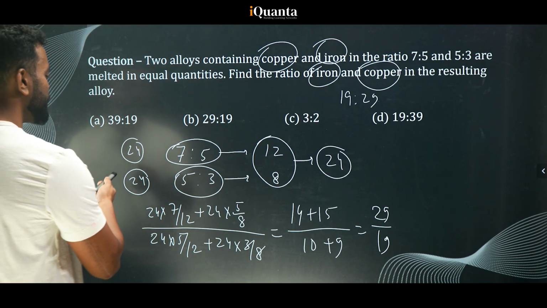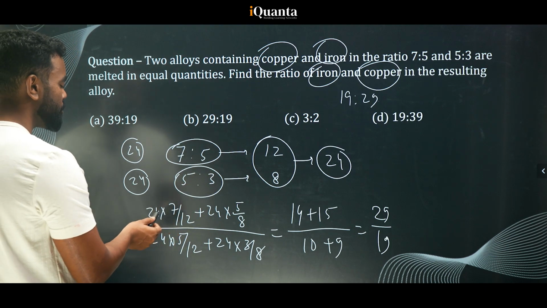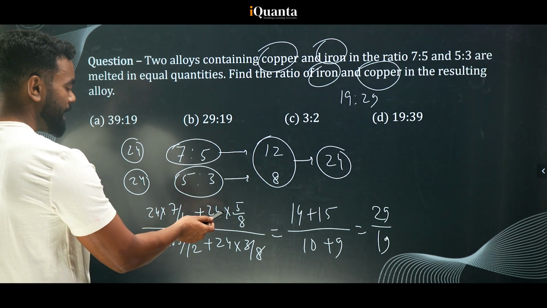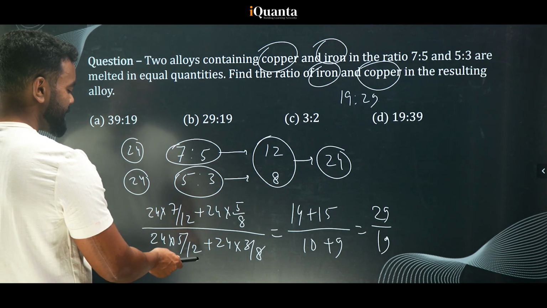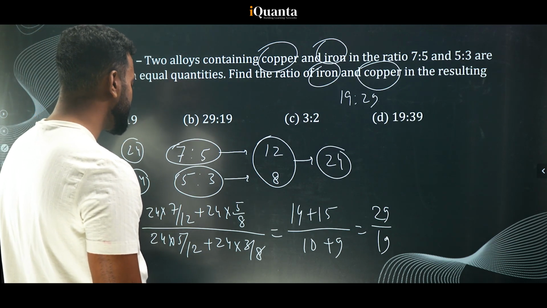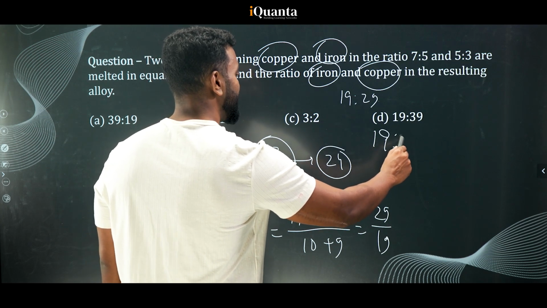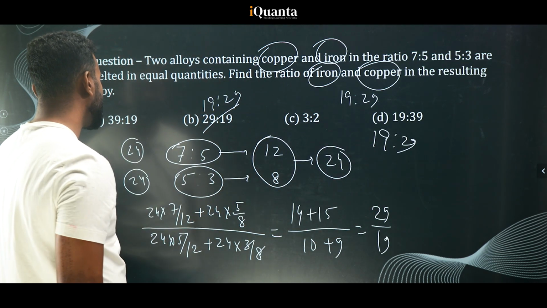So this is 24 units, this is 24 units, fine. So this is 7:5, that is copper and iron. So what is the amount of copper? 7/12, so that is 14, and this is 5/8, so 3 5s are 15, 29. So this is 10, and this is 3 3s are 9. So that is 9, that's 10, that is 19. So your answer should have been 19:29. So that is basically the answer.